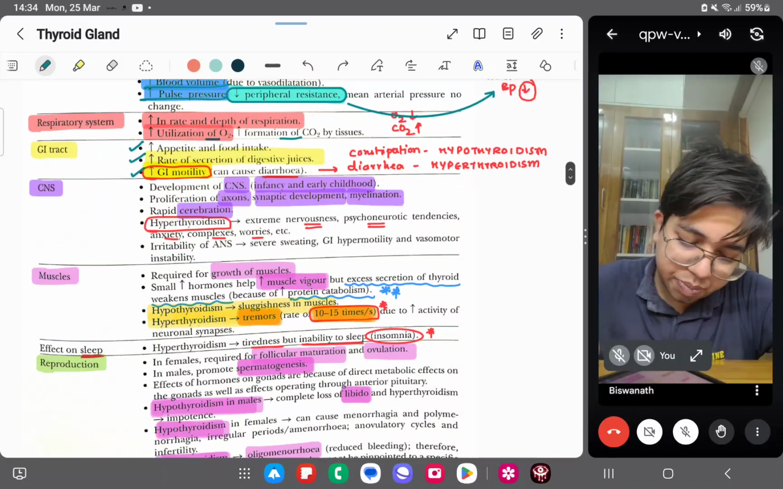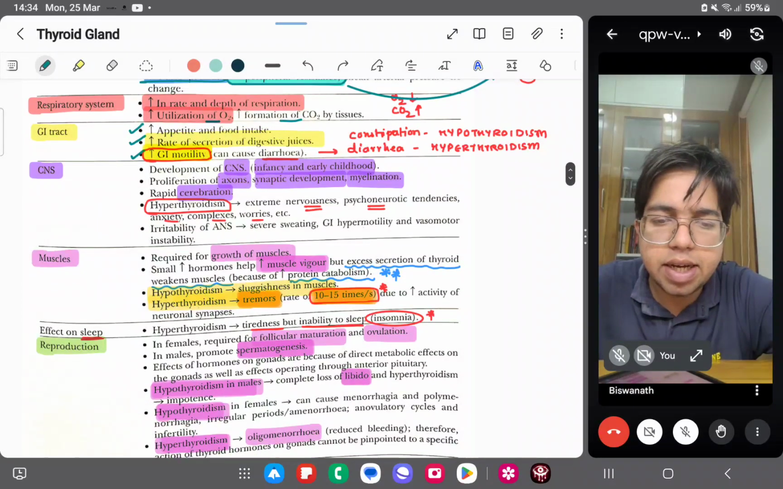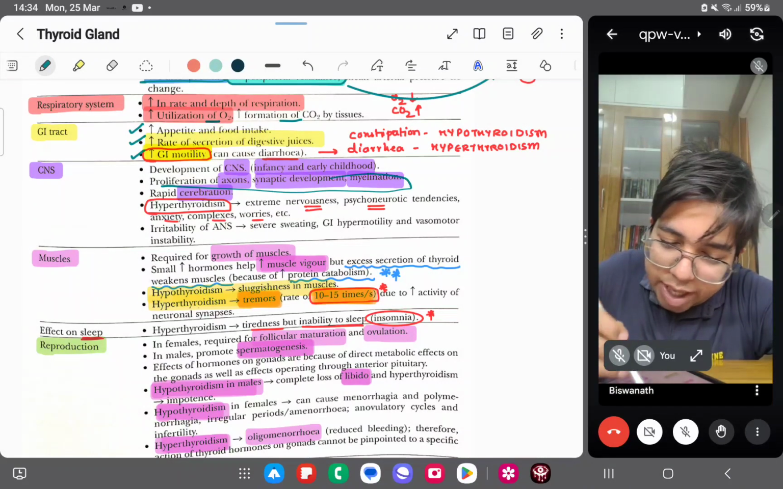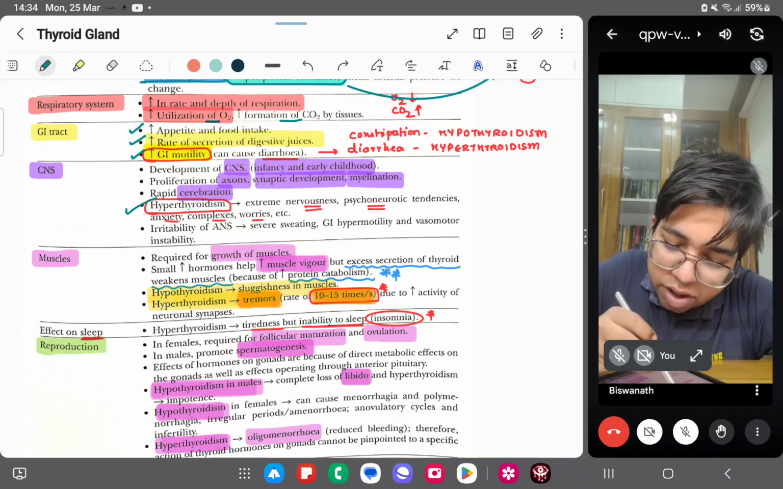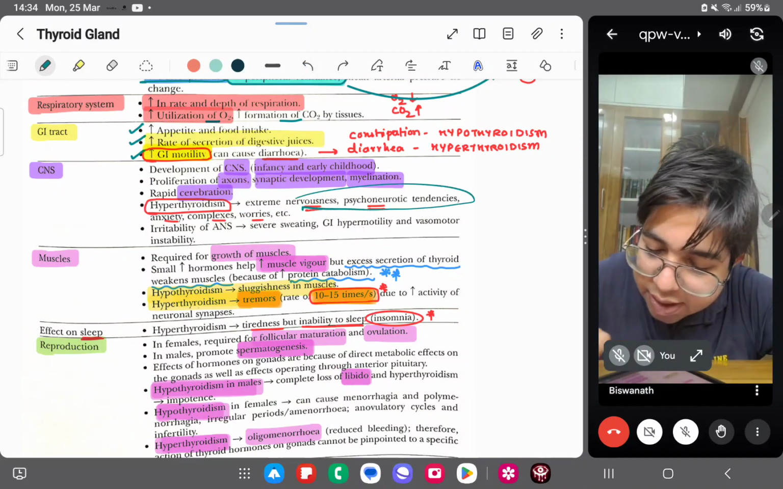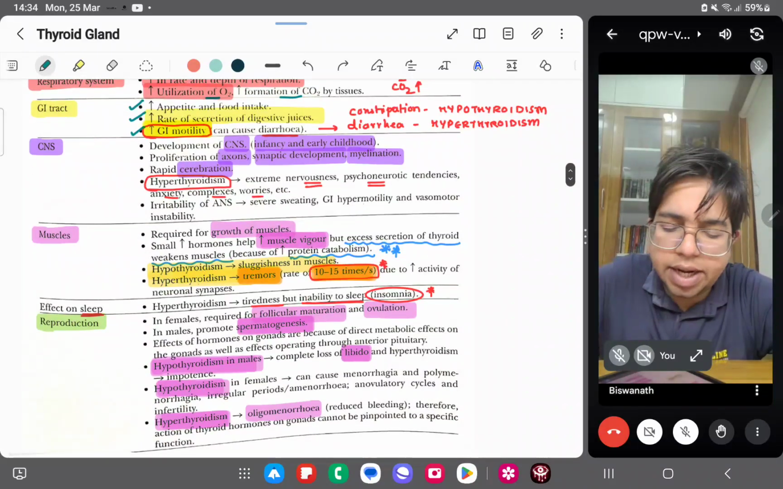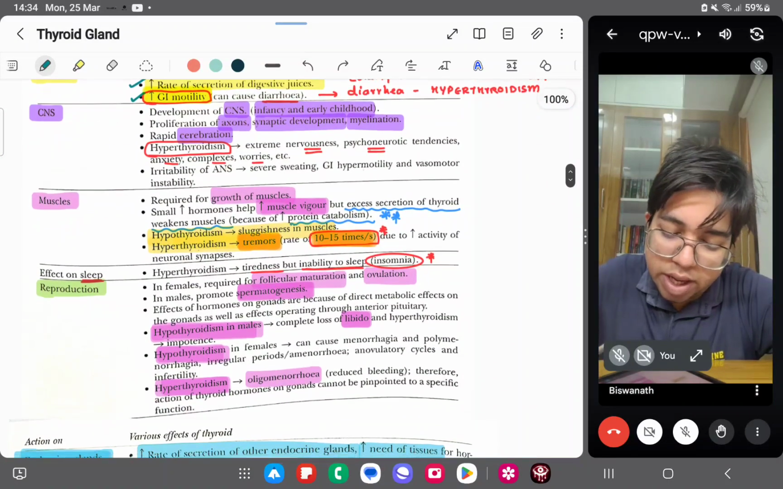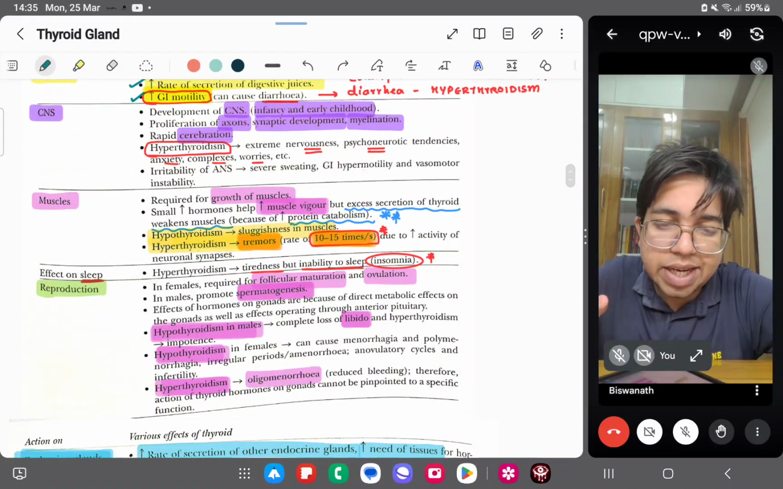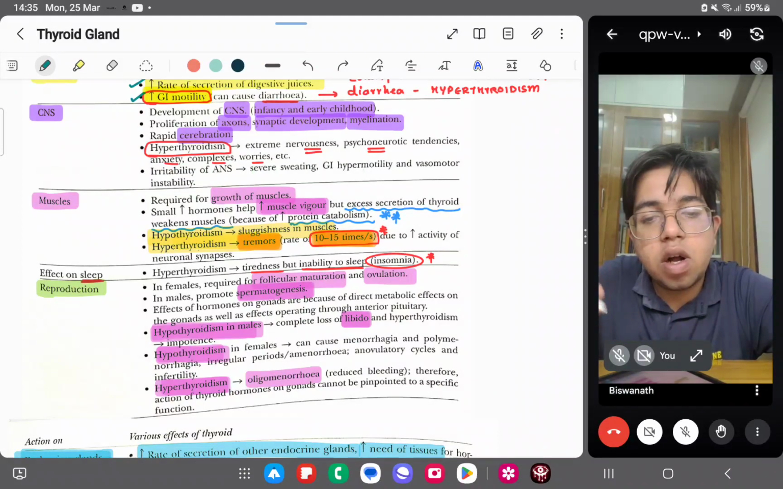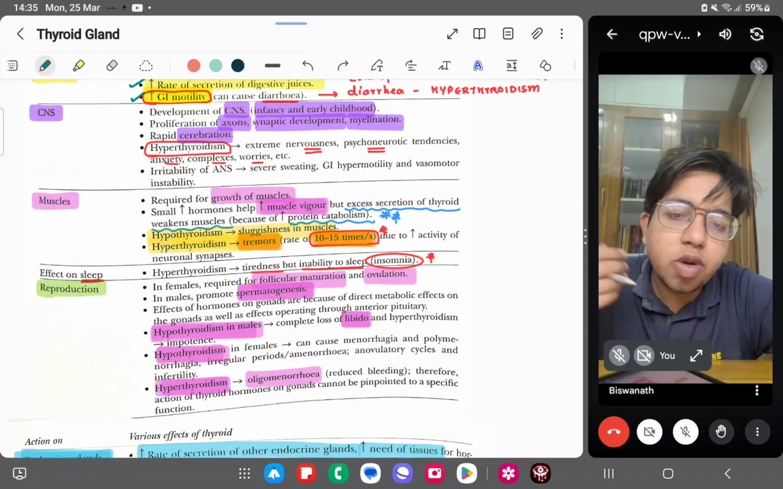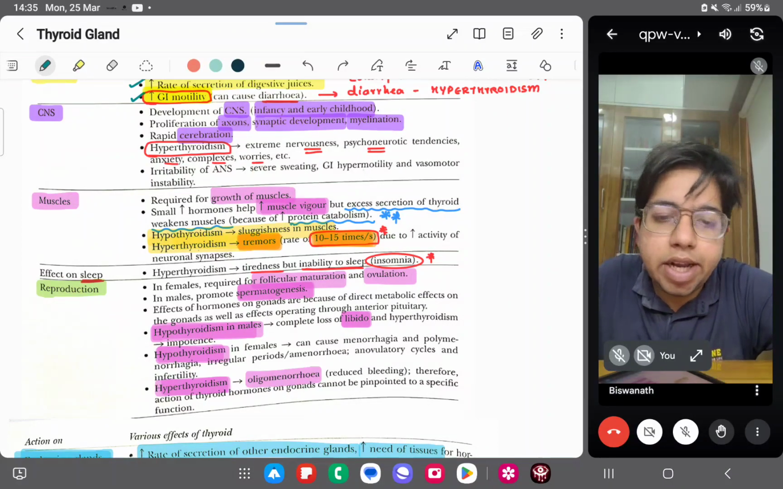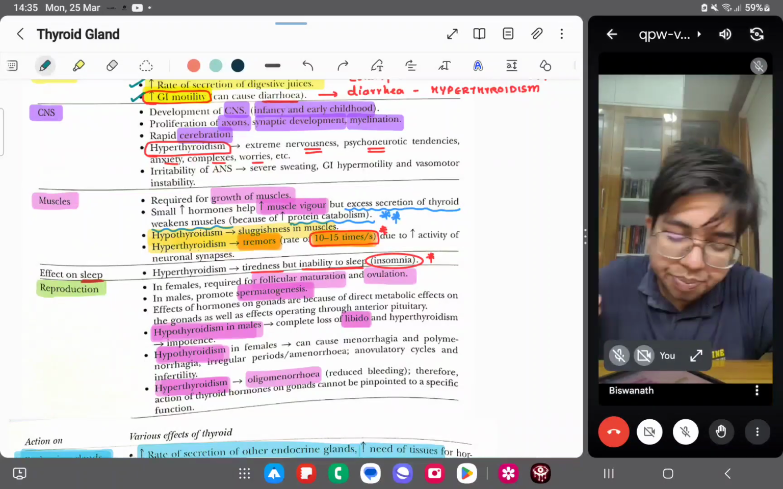Okay. CNS development. Basically, there is a development of CNS. In infancy and early childhood, proliferation of axons, myelination will increase. Okay, hyperthyroidism will cause extreme nervousness and psychoneurotic tendencies, anxiety. Anxiety is the main problem in your hyperthyroidism as well. Okay, and basically if thyroid hormones are increasing all the things, then the body will have tendency to become more stimulated. Okay, anxiety and irritability will increase obviously in hyperthyroidism.